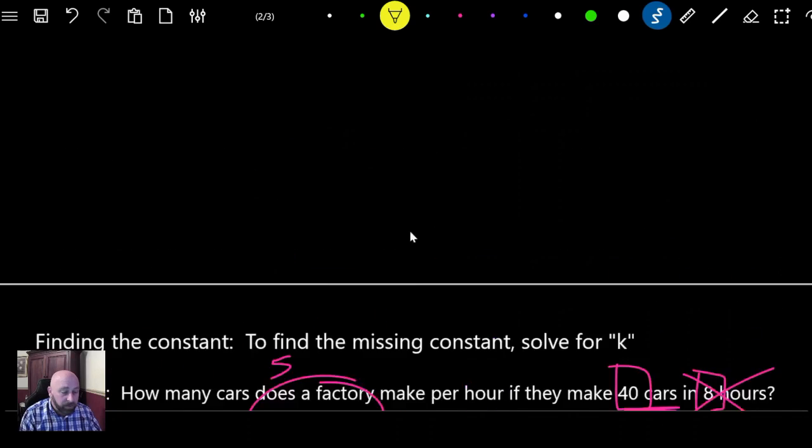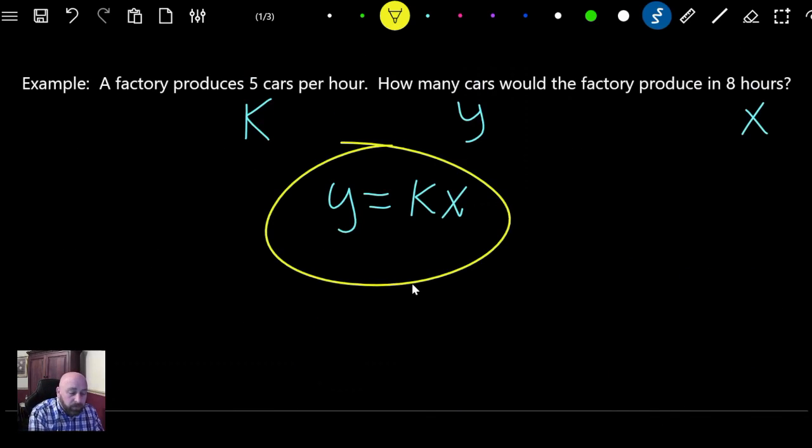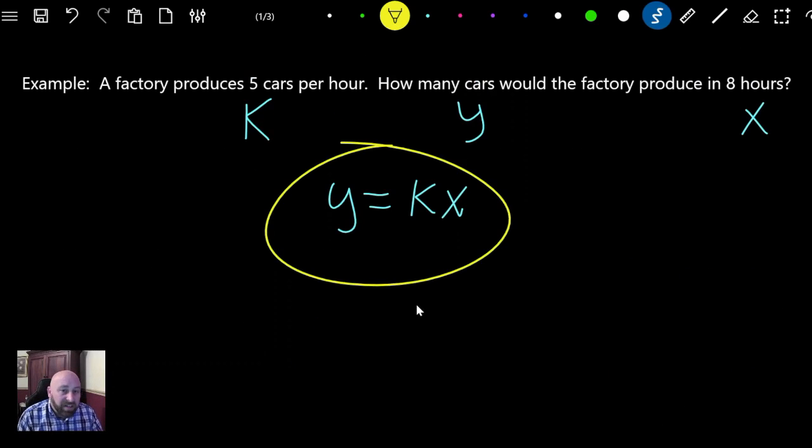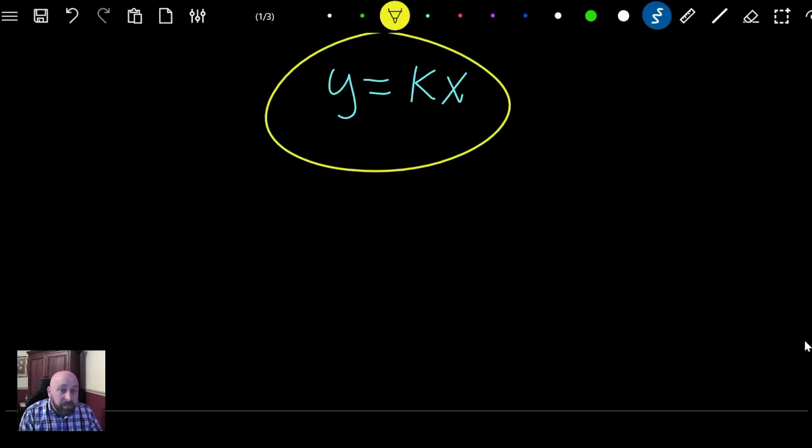What's the original formula? Make sure that you write this down somewhere. Y equals kx. Now, here's the tricky part. It's not always going to be x and y and k. Sometimes it looks something like this. The circumference of a circle equals what? Pi times d. This is a direct variation problem, okay?